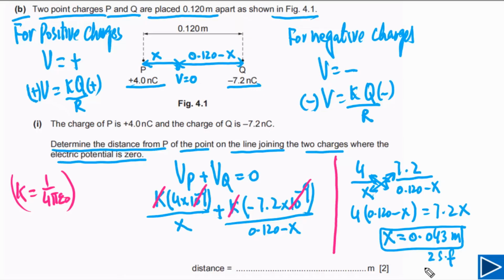This question has 2 marks. The first mark you will get if you have written VP plus VQ is equal to 0, meaning you have entered the values here. So this mark will be a C1 mark. And the second mark is the answer mark, if you have got the right answer.